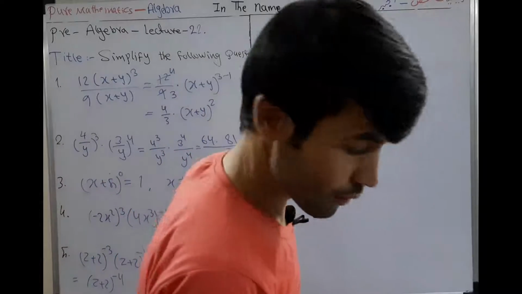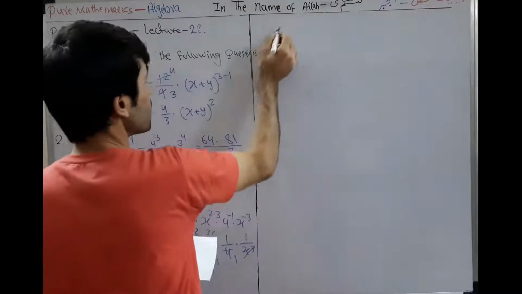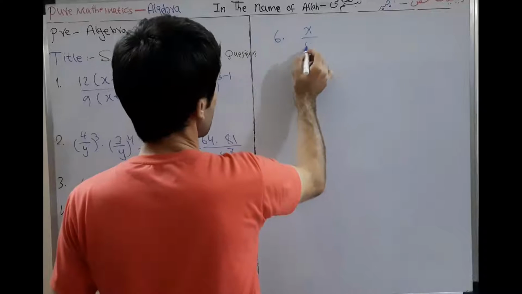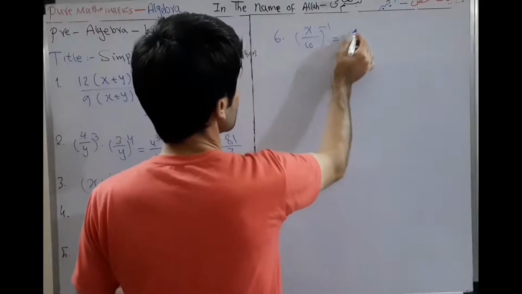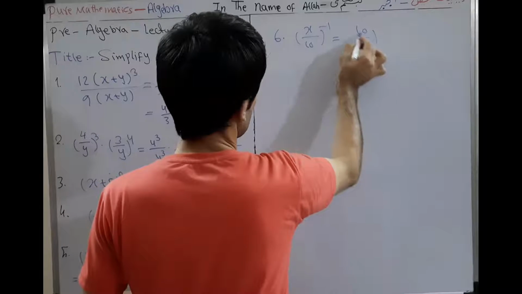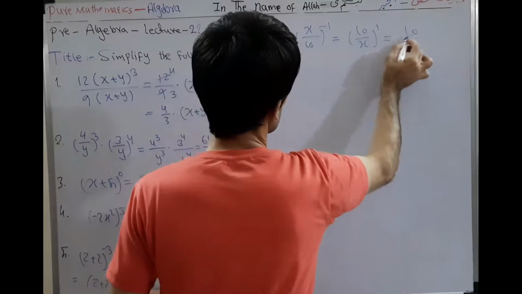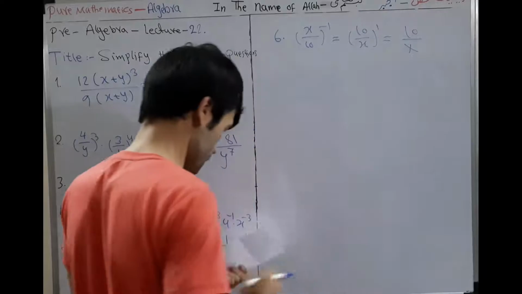Number 6. (x over 10) to the power minus 1 is equal to (10 over x) to the power 1, which is 10 over x.